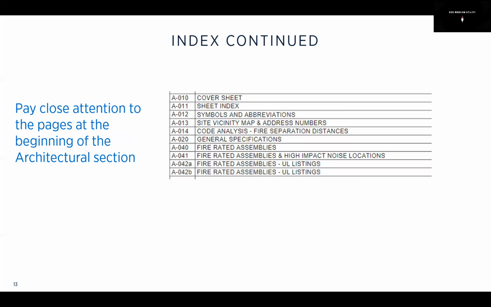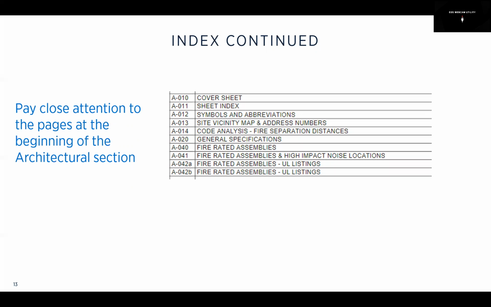Pay close attention to the pages at the beginning of the architectural section. They will give you tons of information about your project, including, obviously, your symbols and abbreviations. Every section will have that. Some will have a site vicinity map and address numbers.